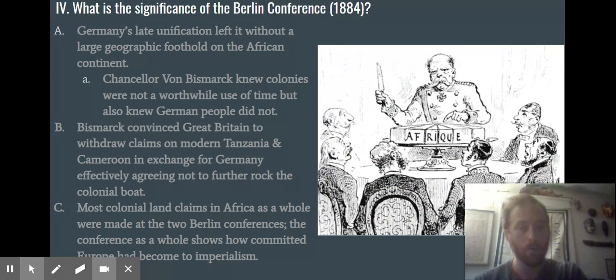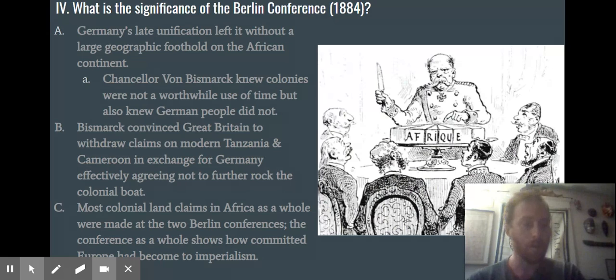Germany is a country that unifies late. And so it's not until 1880 or so when Germany feels itself confident enough to start looking for colonies because it's consolidated its national state after unifying in 1870.